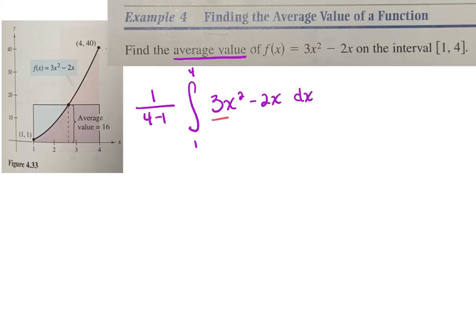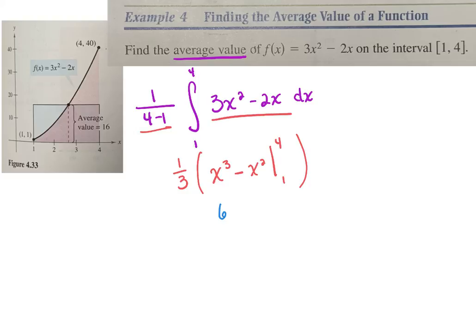You're going to do this guy exactly how you would. Antiderivative, you add 1 and divide, so this is going to be x cubed, minus, add 1 and divide, that's going to be x squared. You're going to do that from 1 to 4, but you're going to multiply this whole thing by 1/3 when you're done. So you do the same thing, you plug in your 4.